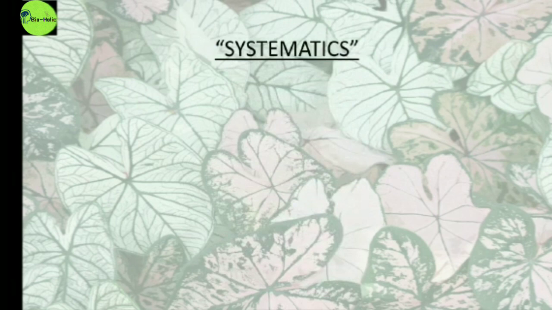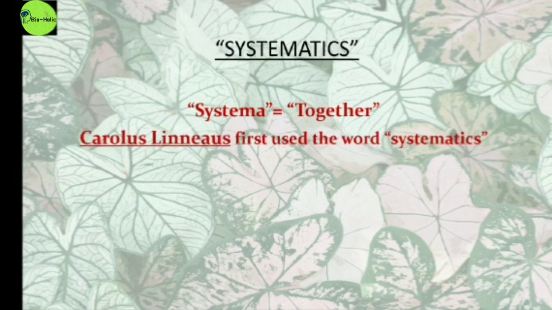After this, the next thing is systematics. Human beings had not only studied different kinds of organisms, but also they tried to find out the relationships among them. And this led to the development of a new branch, which is systematics. The word systematics comes from the Latinized Greek word systema, which means together. And the word was first used by Carolus Linnaeus in the title of his book, published as Systema Naturae.